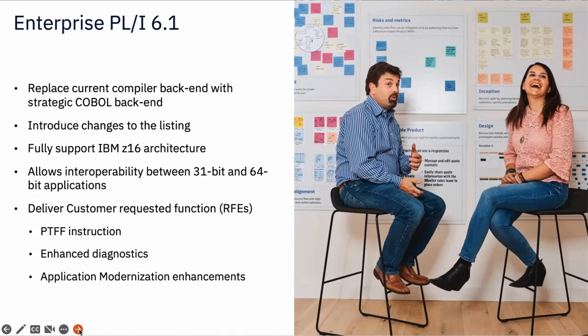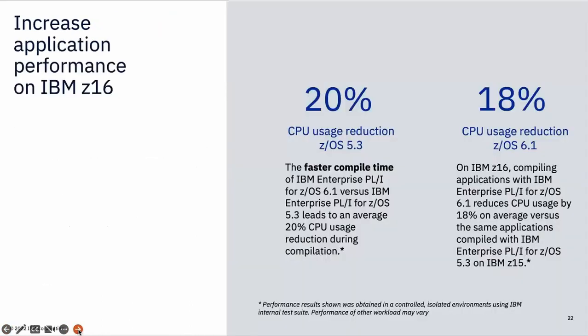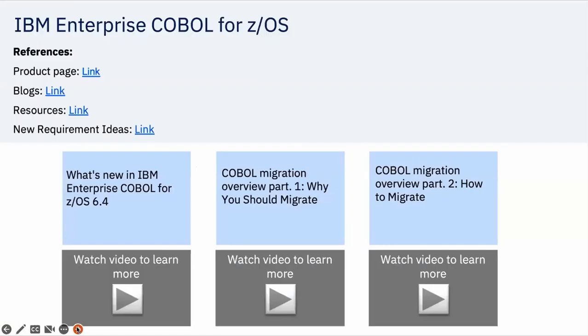So basically, we can upgrade to the latest technology base and more strategic technology base, so that we can better support the product moving forward. It also fully supports the Z16 architecture, and also allows interoperability between 31 and 64-bit applications. In terms of performance, by moving to the new infrastructure, we save about 20% CPU usage on the compile side, and 18% on the application side of improvements in performance. So let's move to the next chart.